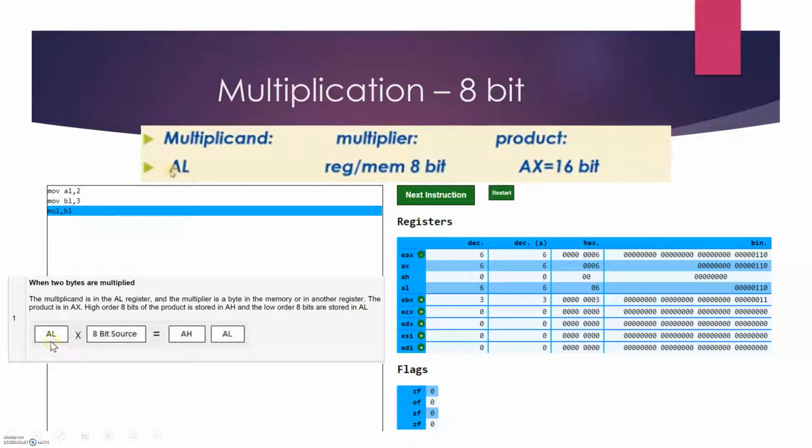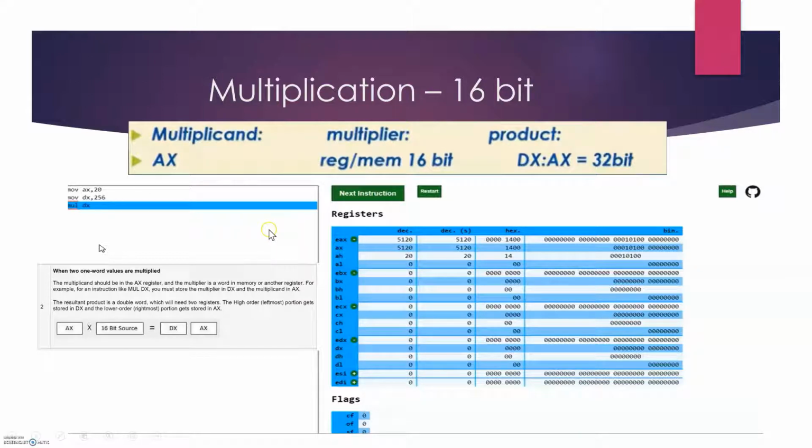So AL times an 8-bit source equals AH AL. And here's an example. Move AL 2 and move BL 3, and then multiply BL. So 2 times 3 is 6, which is over here in our 16-bit result.